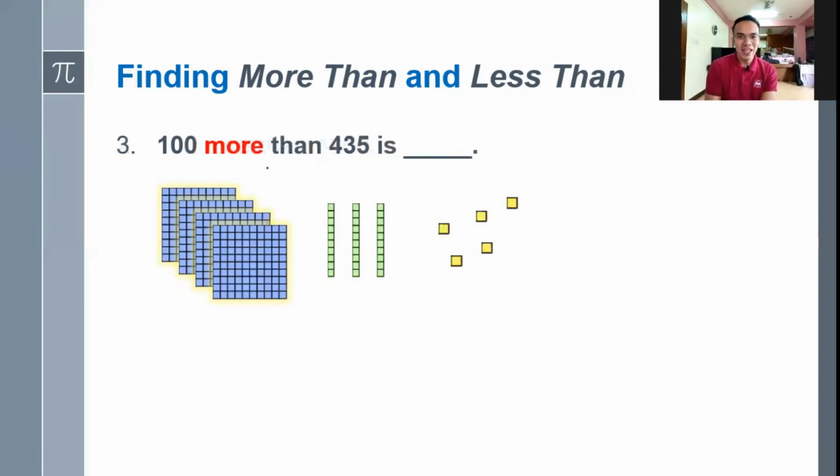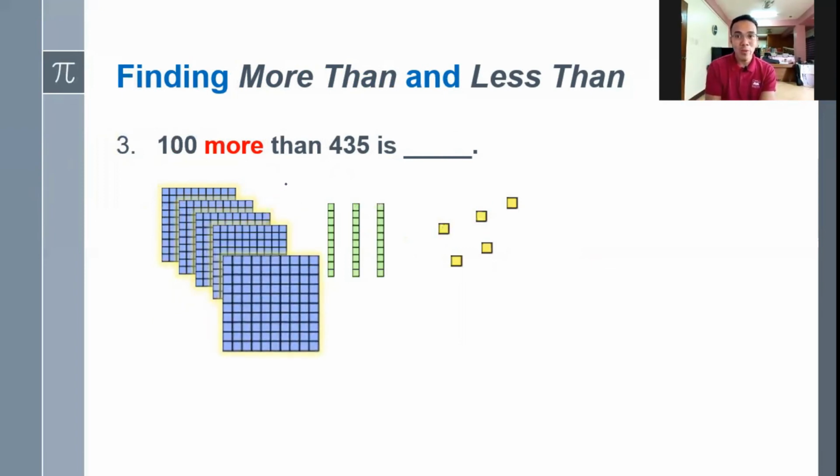Next, number 3, 100 more than 435. This time we're going to add 100 more. So from 400s, how many hundreds are there now? From 400s, you're going to add 100, you have now 500s, and you copy 3 and 5. In other words, grade 2, you're just going to decide which place value is affected. Okay, is it the hundreds, the tens, or the ones?